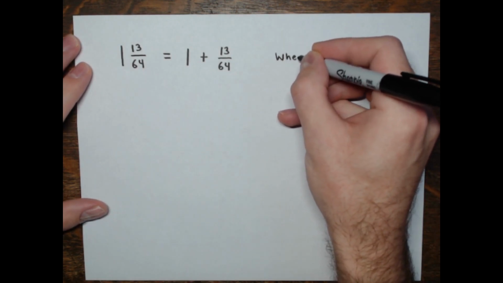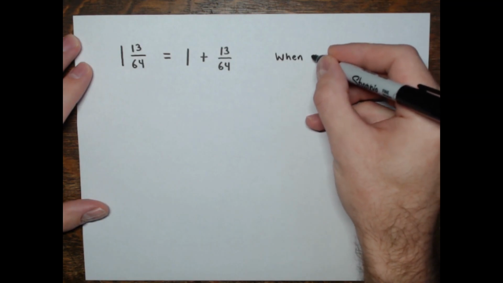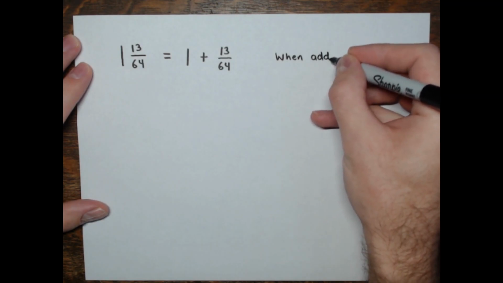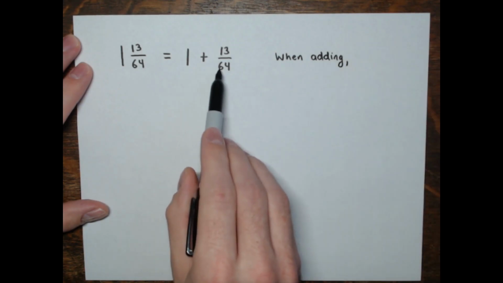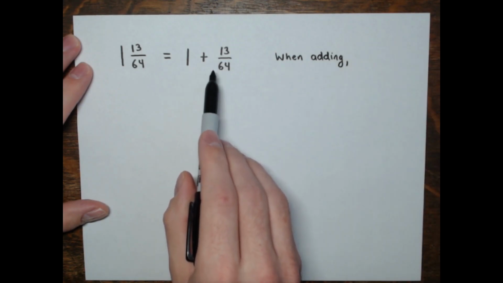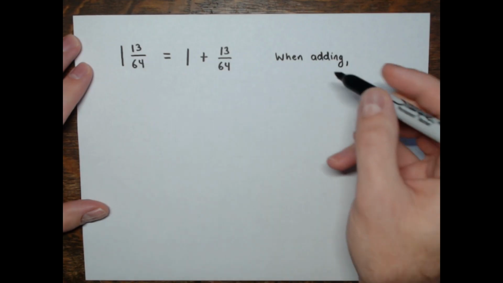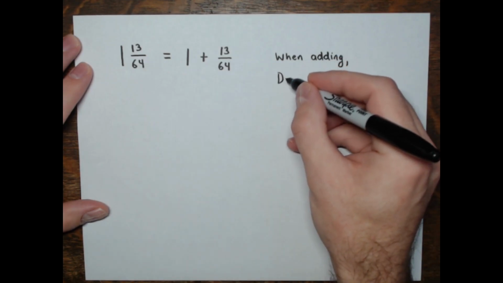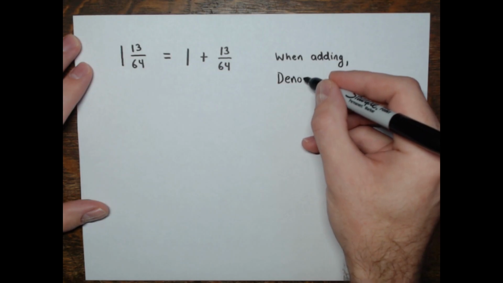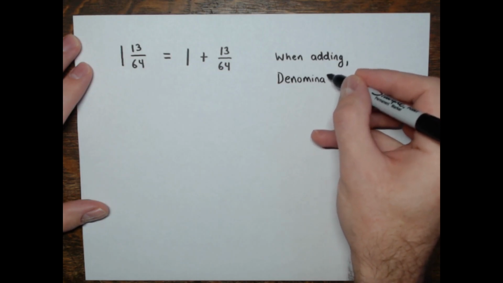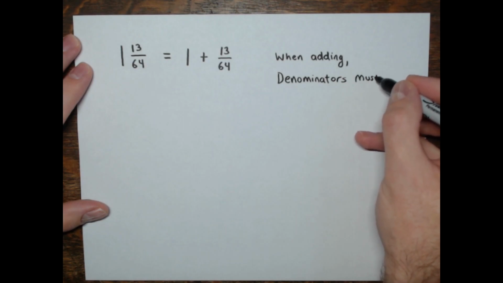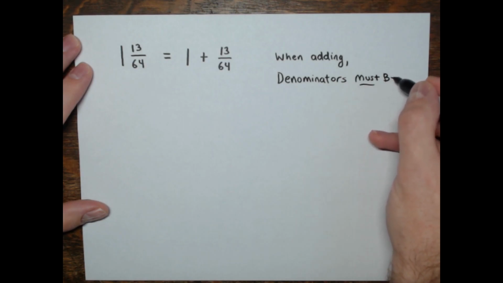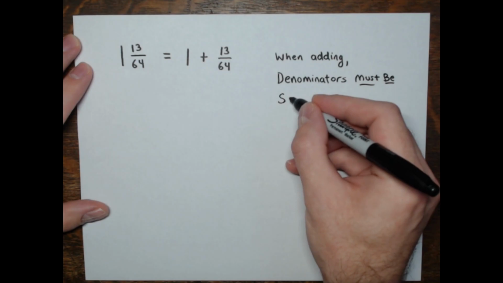Well, when you're adding fractions or adding anything really, when you're adding numbers, the denominators need to be the same in order for you to combine them. So when adding, denominators must be the same.